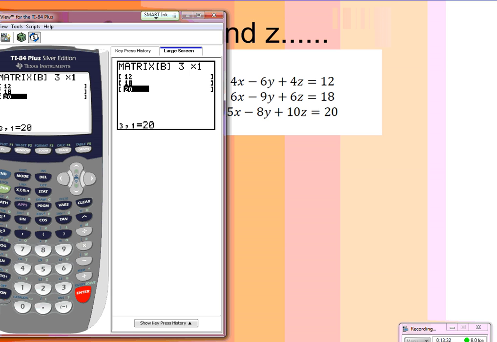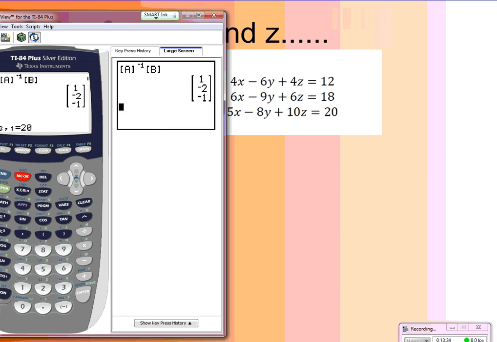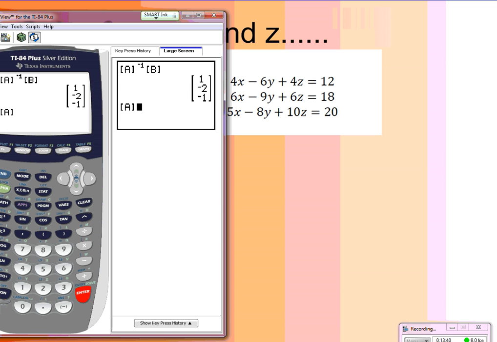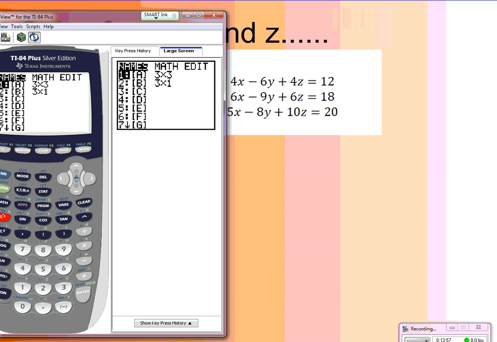Now I'm going to do the multiplication part again. So you're going to go second matrix. You're not going to go over to edit. You're going to stay on names. You want A inverse. Whoa, whoa, whoa. Don't do that. Come back here. Then you want second matrix B.